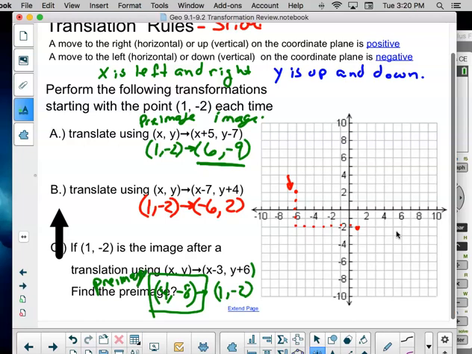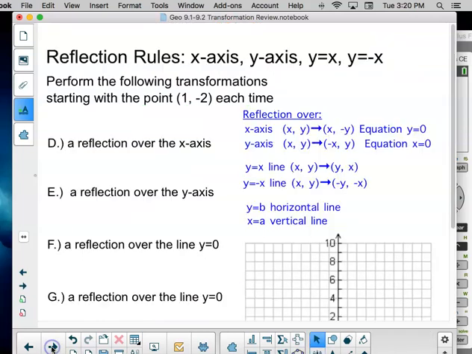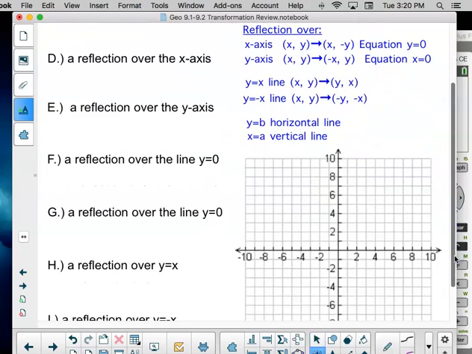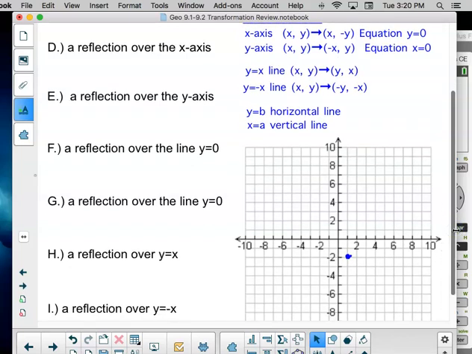And that's what I was supposed to find. Now, in our next one, we're looking at reflection rules: x-axis, y-axis, y equals x, and y equals negative x. All of them have rules, and we're always going to perform the following transformations, starting with (1, -2). So I'm looking at (1, -2), and again, I'm still out here at (1, -2) for my point, okay? And I'm going to perform my reflections.